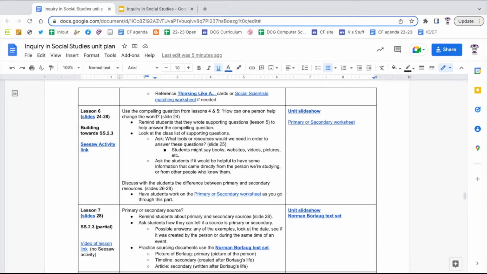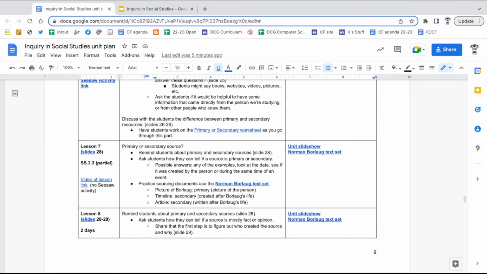In Lesson 6, students take those supporting questions that they created in Lesson 5 and start thinking about what types of items they would need in order to help answer those questions. This leads into learning about primary and secondary resources, which students learned about a little bit in first grade, but this is the time they really dig into them.